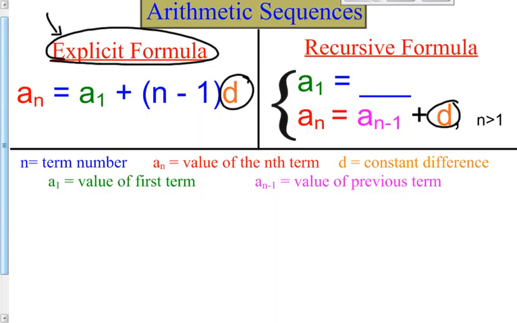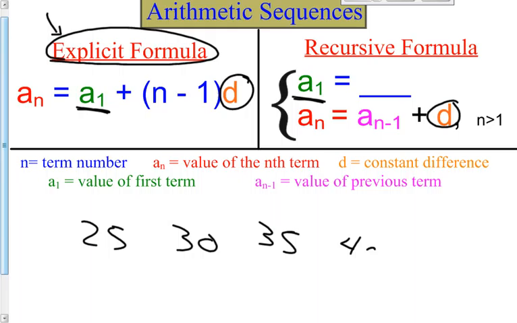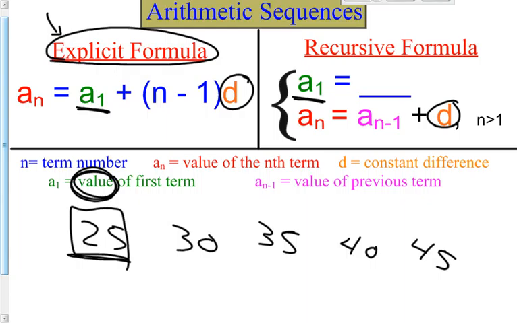Okay, I'm next going to talk about A sub 1. A sub 1 is the value of the first term. So let's just say I start at 25, 30, 35, 40, 45. Okay? The first term is right here. The value of the first term, so notice how A sub 1 is a value. The value of the first term is 25. Okay? So here's the value. It would be 25 in this case. Does that make sense? I hope it does.